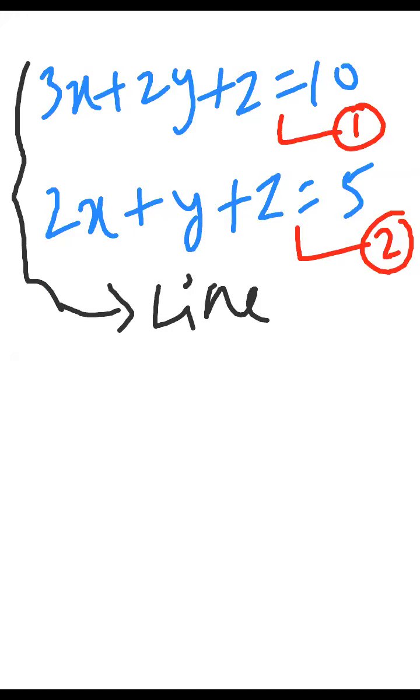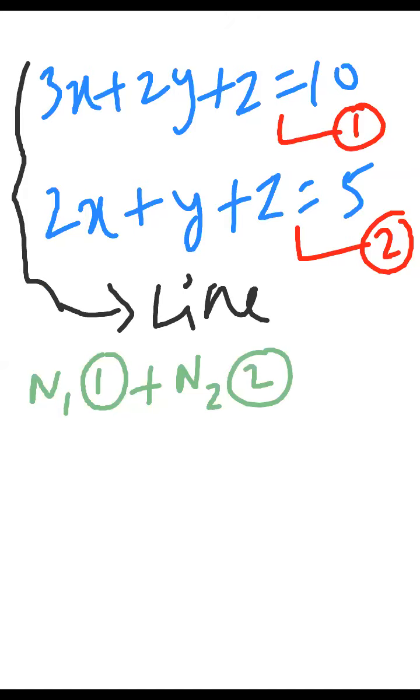Now I am going to form one more equation, whose format is like this: n1 multiplied with equation 1 and n2 multiplied with equation 2. n1 and n2 can be any number. In the simple case it can be 1 and 1, or otherwise it can be any number. That means what?